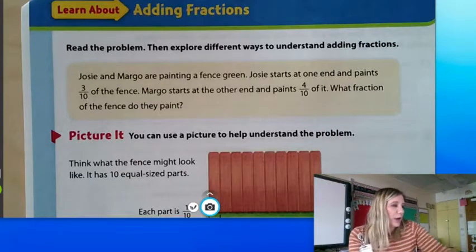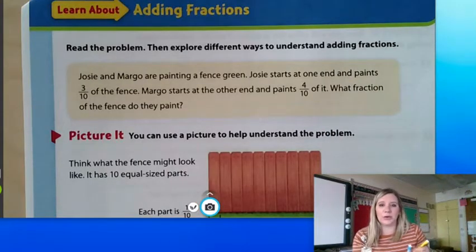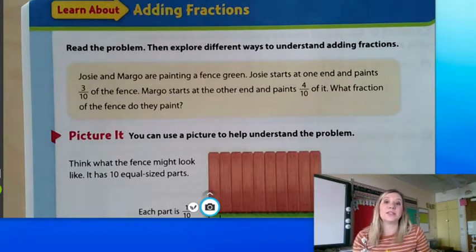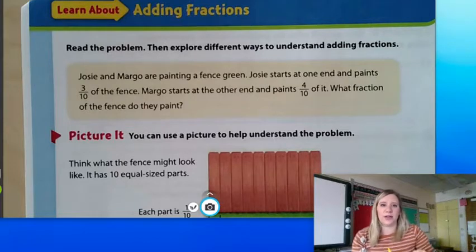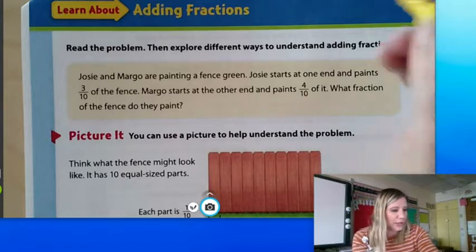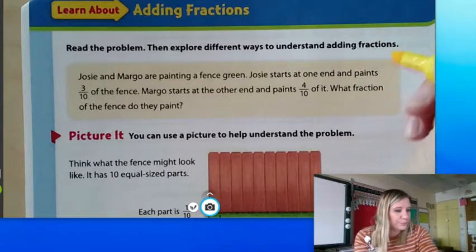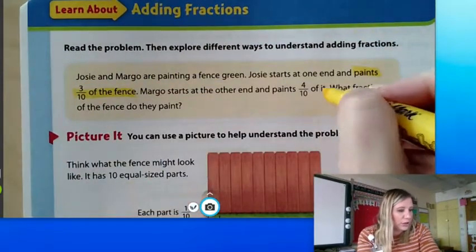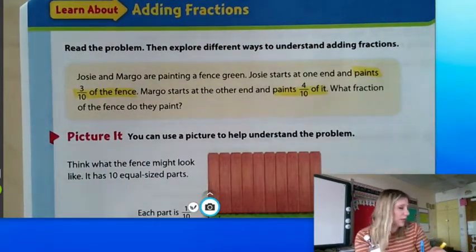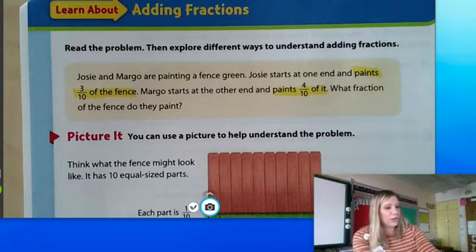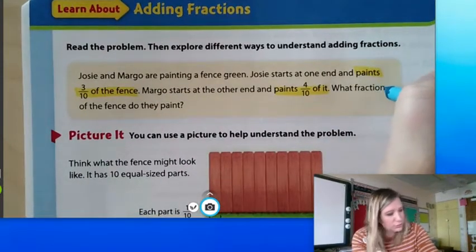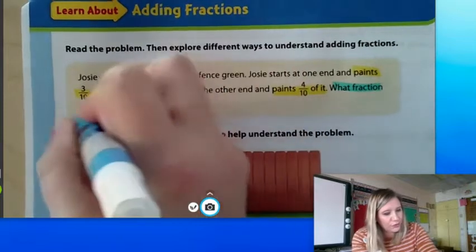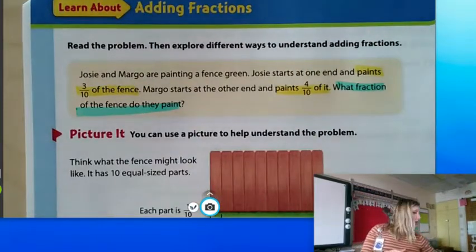So let's look at the first problem. Josie and Margot are painting a green fence. Josie starts at one end and paints 3/10 of the fence. Margot starts at the other end and paints 4/10 of the fence. What fraction of the fence do they paint? Josie paints 3/10. Margot paints 4/10 of it. What fraction of the fence do they paint?